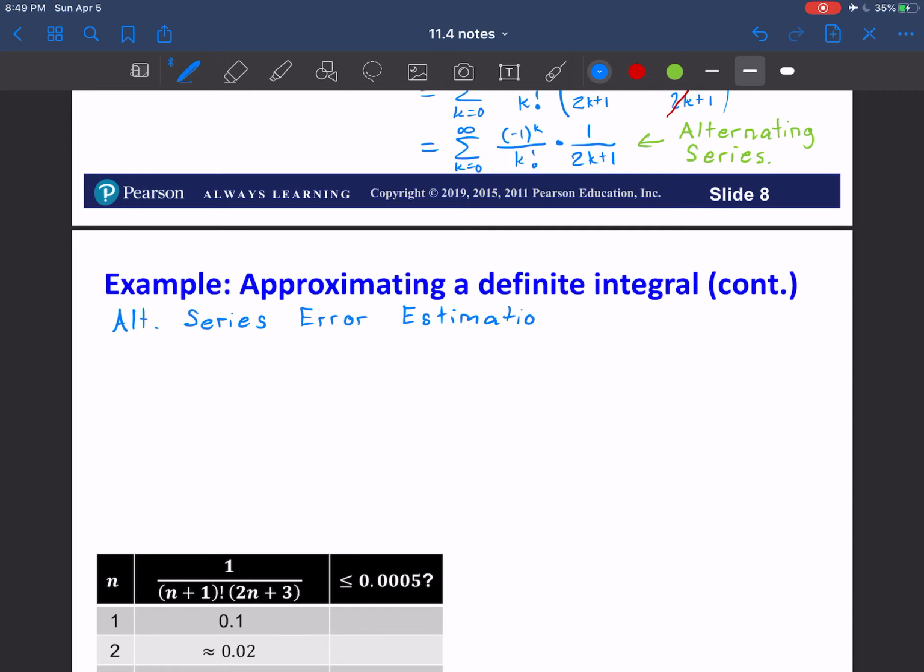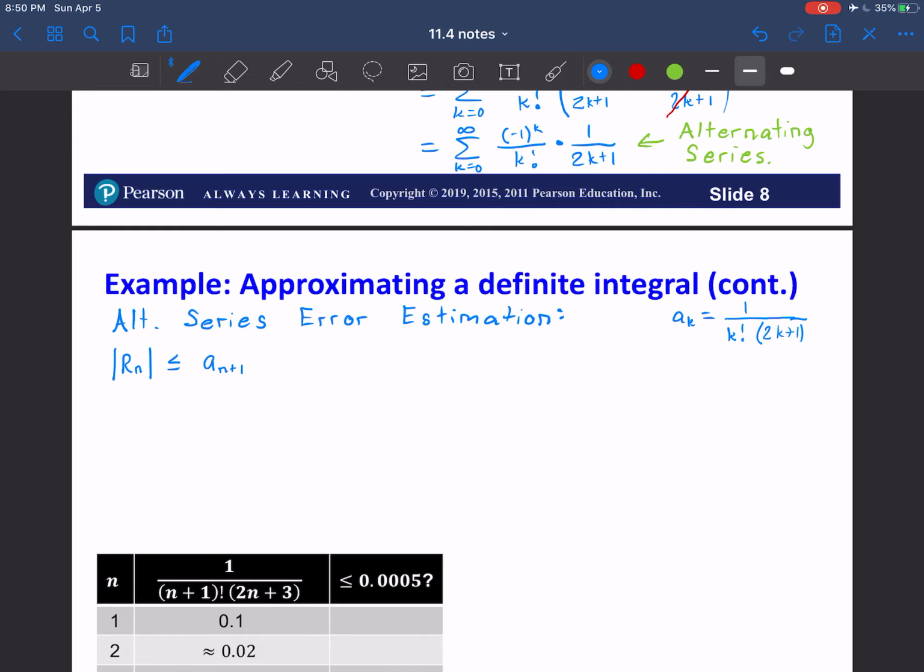First of all, let's define a_k to be everything except the negative 1 to the k. So it's going to be 1 over k factorial times 2k plus 1. Okay, so the error estimation says that the absolute value of the remainder is less than or equal to, can you guys help me fill in that blank? Can you tell me what goes in that next slot? The answer is that this is less than or equal to a_(n+1), the first omitted term of the partial sum.